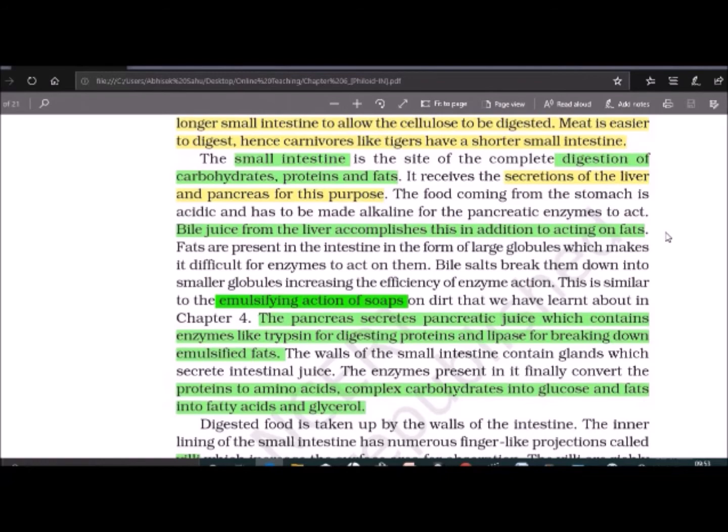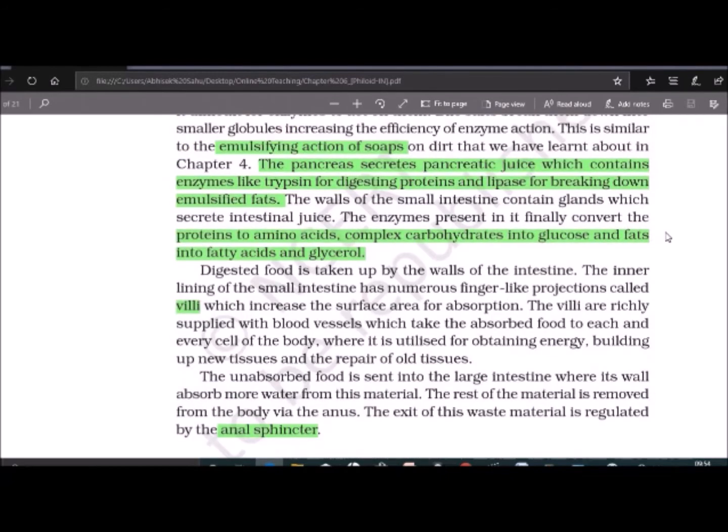There are numerous digestive glands present on the wall of the small intestine, which secrete the intestinal juice. The enzymes present in the intestinal juice convert carbohydrates into glucose, fat into fatty acids and glycerol, and protein into amino acids. Therefore, the small intestine is considered the site of complete digestion of carbohydrate, fat, and protein.